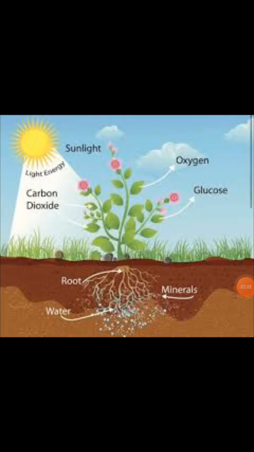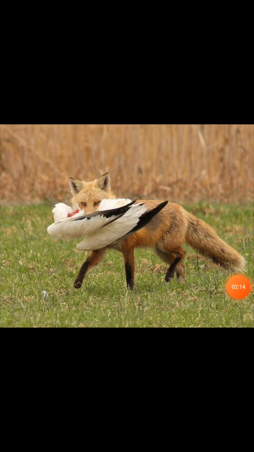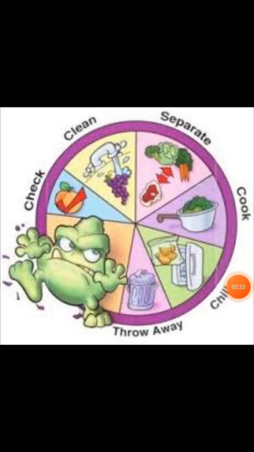Plants prepare their own food. You all have seen in the last class how plants prepare their own food. Animals search for food or hunt for their food. And we human beings, what do we do? When we go to the market, we check the food, we wash them before eating, separate the vegetables, cook them, and eat. So, all the living beings have different eating habits.